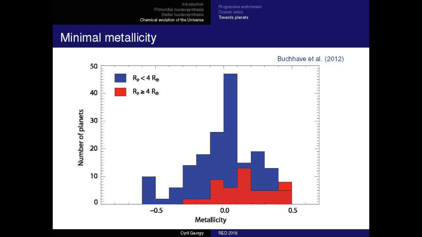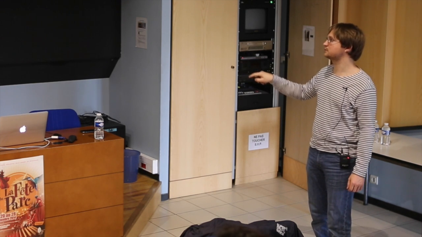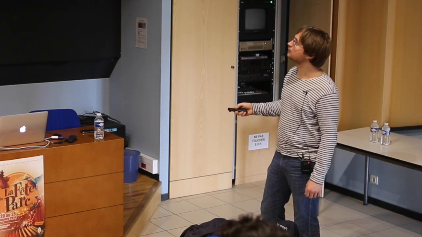And here again, it's the same distribution of metallicity for planets with different radii: planets that are smaller than 4 Earth radii and bigger than 4 Earth radii. Even if the distributions seem slightly different, it seems that you cannot produce very small planets below a metallicity of roughly -0.5 or something like that.